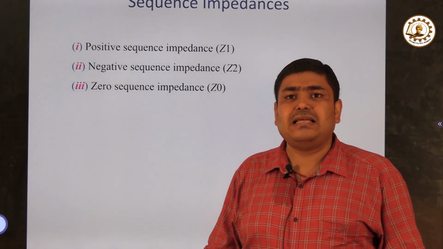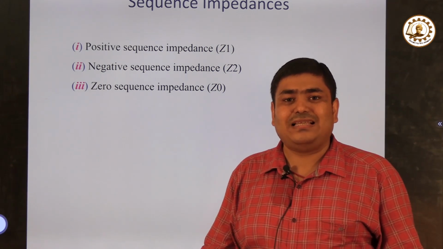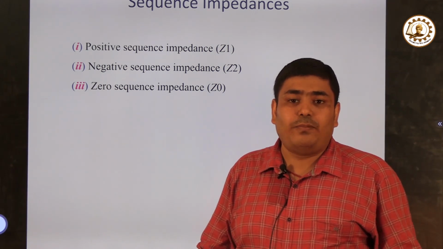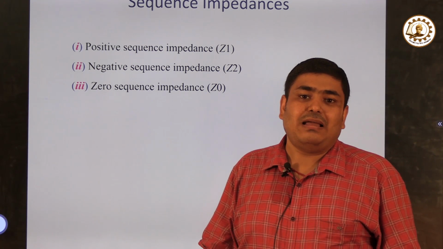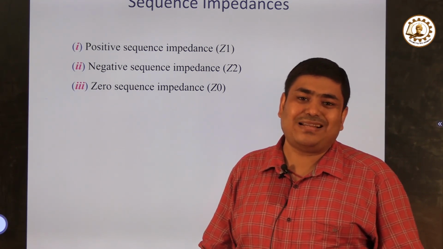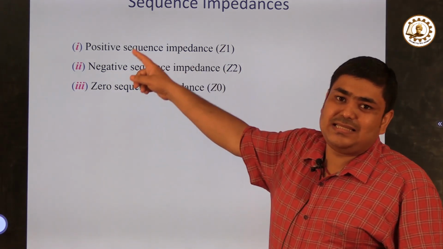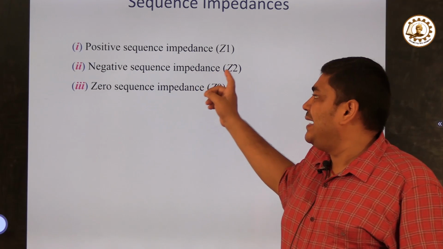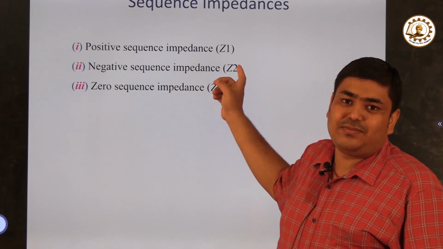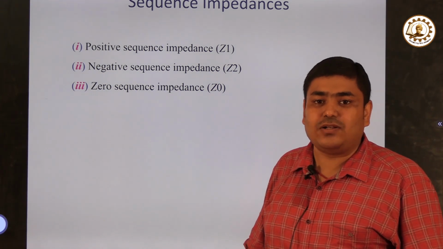So there is the presence of different voltage and current. Obviously, there is the presence of different impedance for the three separate sequences. Here, the positive sequence impedance is denoted by Z1, negative sequence impedance is denoted by Z2, and zero sequence impedance is denoted by Z0.